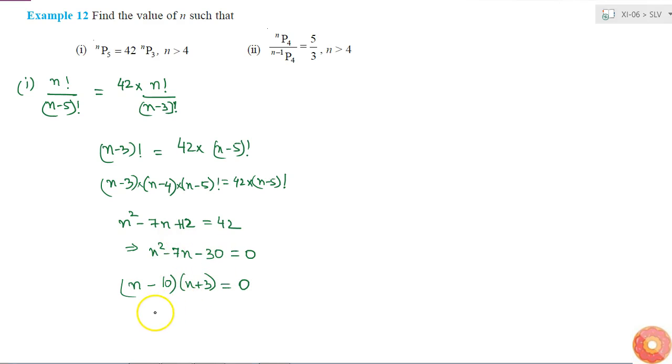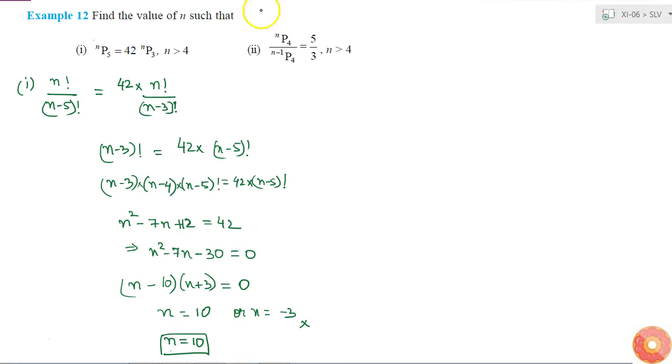So what does it mean? n is equal to 10 or n is equal to minus 3, correct? There is no meaning in saying that n is negative. Moreover, we are also given that n should be greater than 4. So we reject this solution. Therefore n is equal to 10.